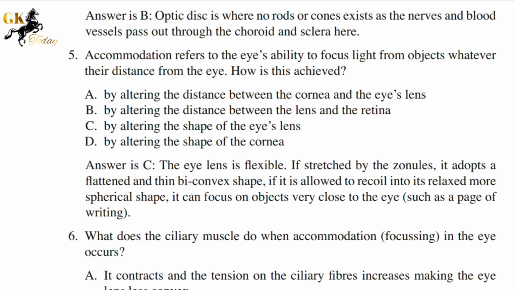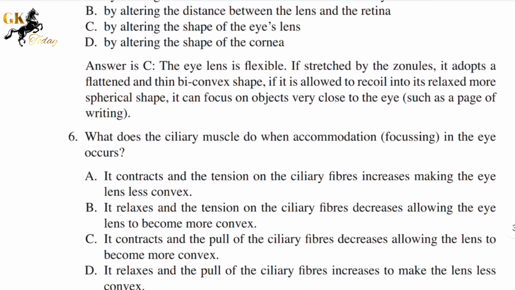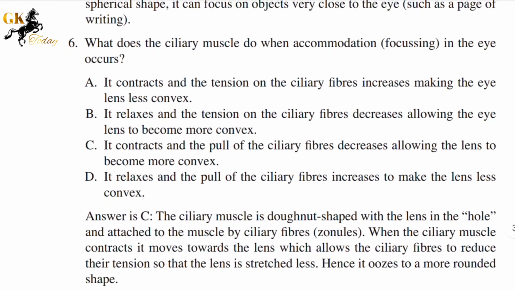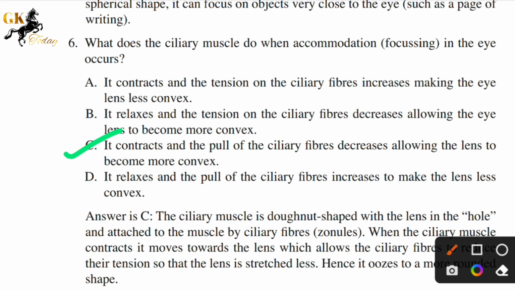Next. What does the ciliary muscle do when accommodation, that is focusing in the eye, occurs? It contracts and the tension of the ciliary fibers increases, making the eye lens less convex. It relaxes and tension on the ciliary fibers decreases, allowing the eye lens to become more convex. It contracts and pulls the ciliary fibers, decreasing tension, allowing the lens to become more convex. Option C is the right answer.